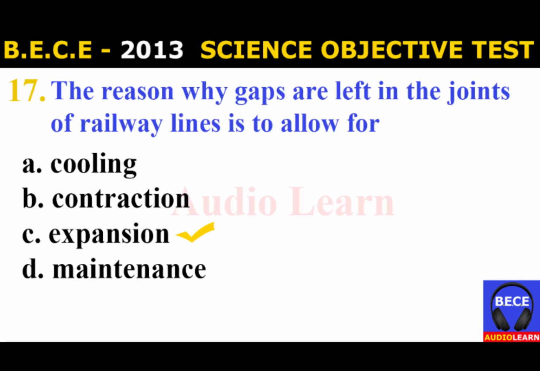Number 17. The reason why gaps are left in the joints of railway lines is to allow for A. Cooling, B. Contraction, C. Expansion, D. Maintenance. And the answer is C. Expansion. The reason why gaps are left in the joints of railway lines is to allow for expansion.